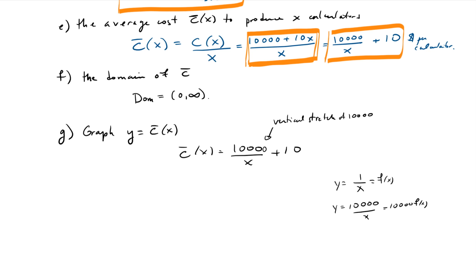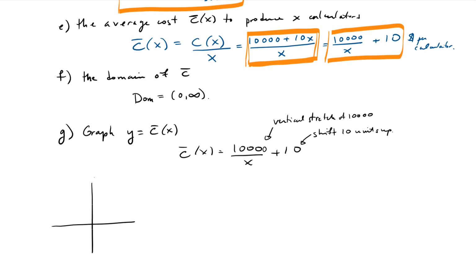Plus 10 is adding 10 to every single y value. So after stretching, you're going to shift 10 units up. So this is how that's a transformation of 1 over x. So maybe starting with 1 over x, this is our toolkit function, but remember now, I don't care so much about negative values of x because of the domain I wrote up there for C bar. So I'm just going to graph 1 over x for positive values of x.